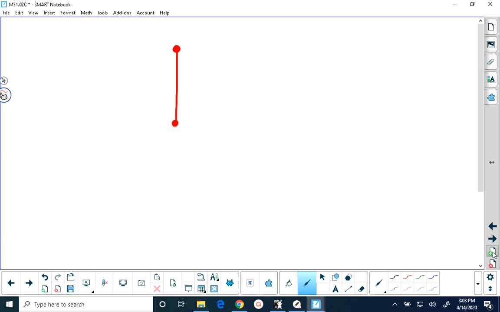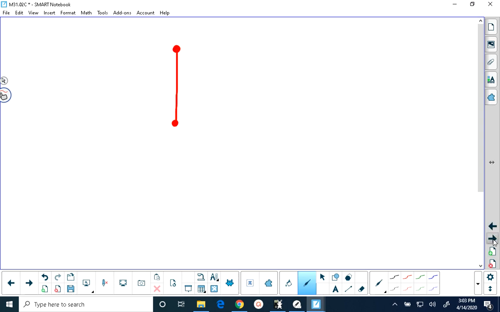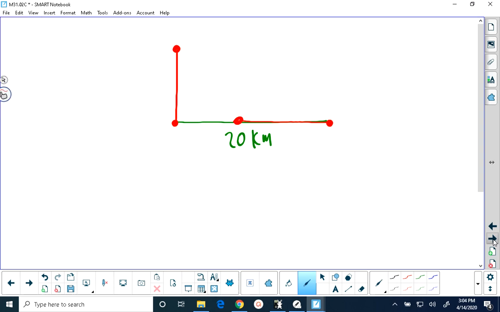We're also told that at 2 o'clock there is a boat that starts off to the east of the dock. So this boat starts here, and this distance is 20 kilometers. But that boat that starts off 20 kilometers east travels west. So this boat is going to travel in this direction, and this is where it will be at some later point in time. Don't forget that 20 kilometers is the whole distance.